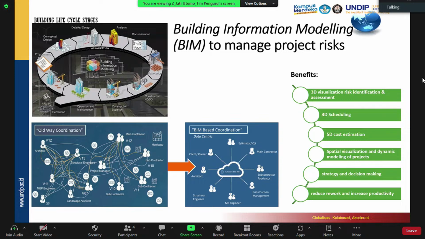And we might have many benefits with the use of BIM. For example, 3D visualization, which I will show you later on. For scheduling, we can see how the project goes along the way. Then 5D cost estimation, spatial visualization and dynamic modeling of the project, strategy and decision making, and reduced rework and increased productivity. Because we bring what will happen on the project earlier into the virtual or digital model, any error or mistake, hopefully we can identify earlier.